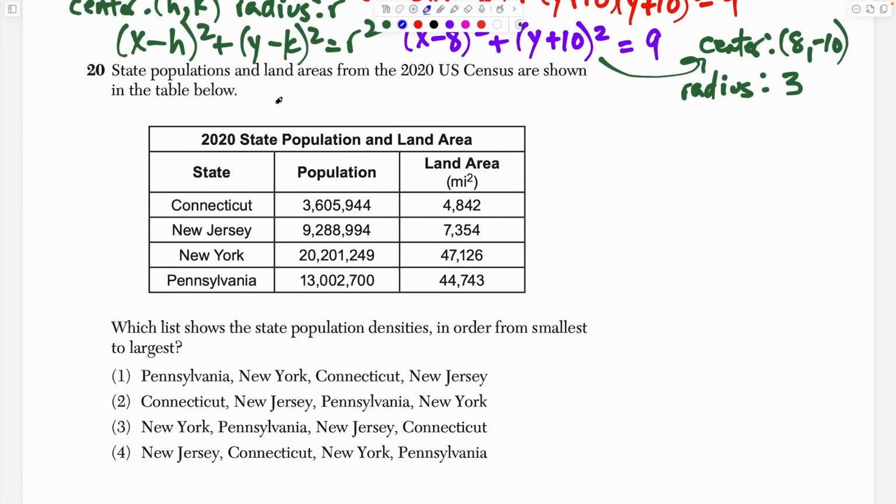Question 20. State populations and land areas from the 2020 U.S. Census are shown in the table below. Which list shows the state population densities in order from smallest to largest?